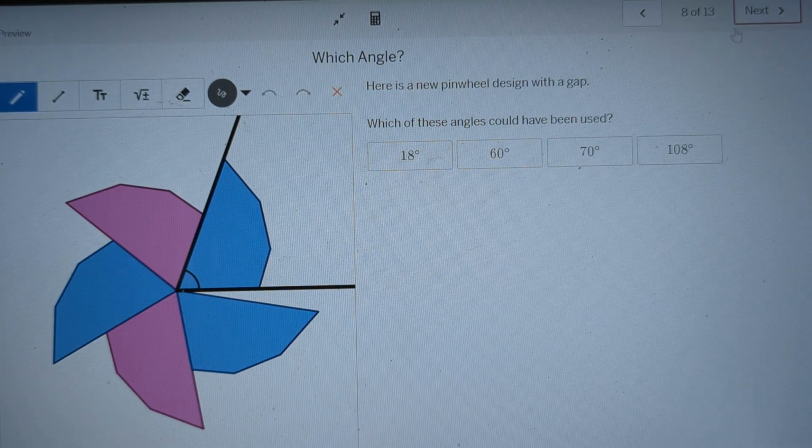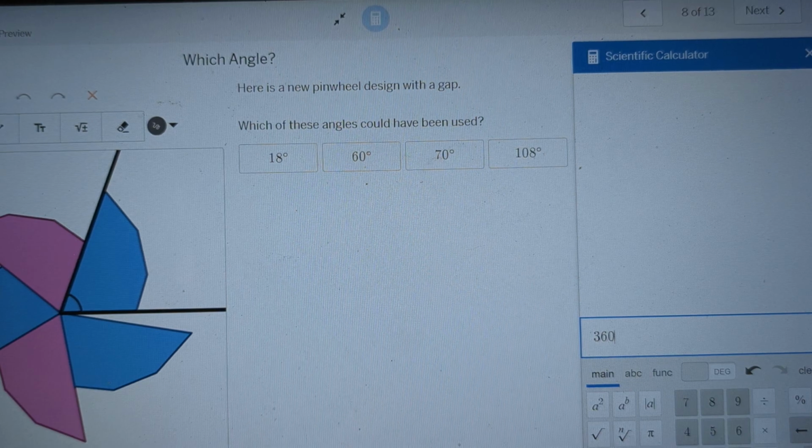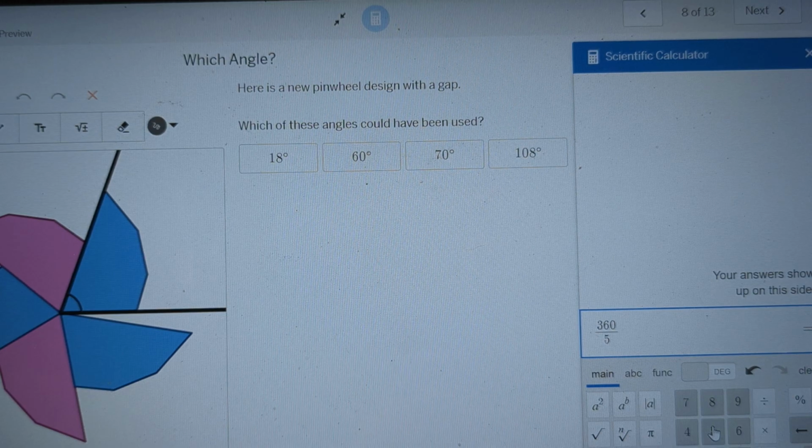Number 8. Which of these angles could have been used? Well, it says 18. Don't you think we need more than that for 18? Probably. So let's try it. 1, 2, 3, 4, 5. If we took 360 divided by 5, what would we get? There's a calculator right there. Let's use the calculator. On the calculator, it says 360 divided by 5, and we get 72. So out of these, which is the closest?